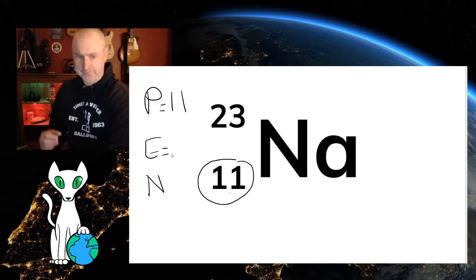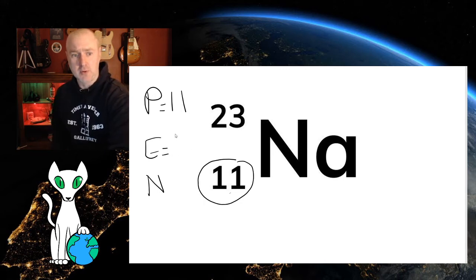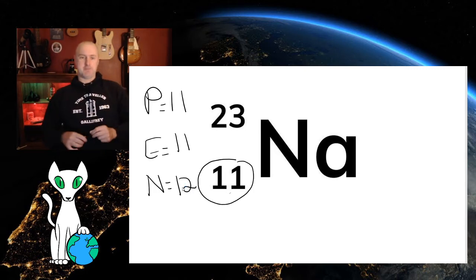We said that the number of protons is always the same as the number of electrons. So we will have 11 electrons outside the nucleus. And to calculate the number of neutrons, we look at the difference between the mass number and the atomic number. So in this case, we will have 23 minus 11, which gives us 12 neutrons, which are in the center of the atom.